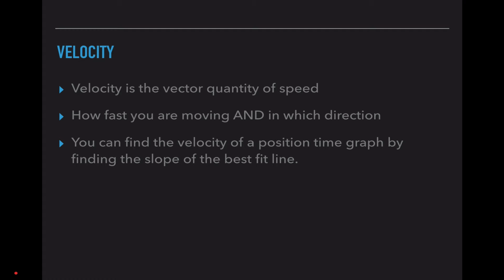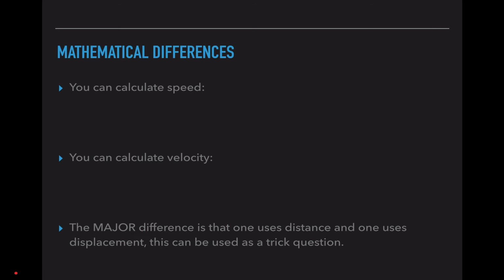We can find velocity if we find the position time graph and calculate the slope of the best fit line. We haven't really talked about position time graphs yet, but we're going to soon. Okay, so by finding the value of the slope of the position time graph, we can find the velocity traveled. So here are the mathematical differences. In order to calculate speed, we are going to use the same variables because it's kind of confusing, but that's the way it's done.